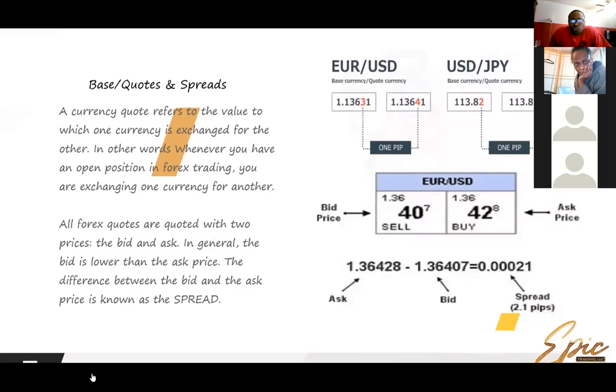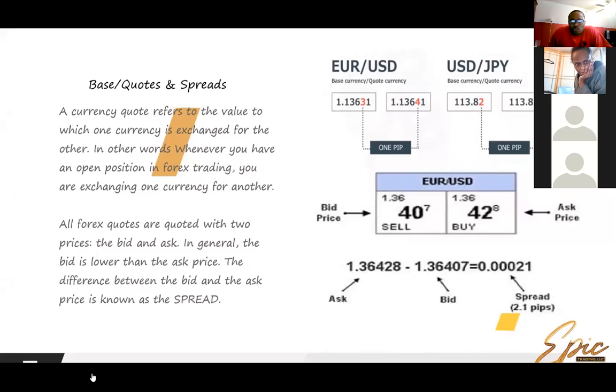All Forex quotes are quoted with two prices, the bid and the ask. In general, the bid is lower than the ask price. The difference between the bid and the ask price is known as the spread. This is very important when you begin to start placing trades.